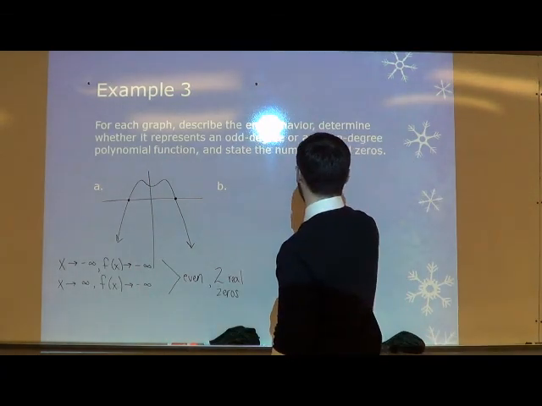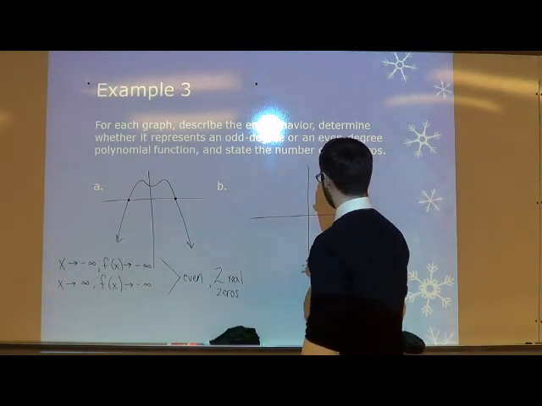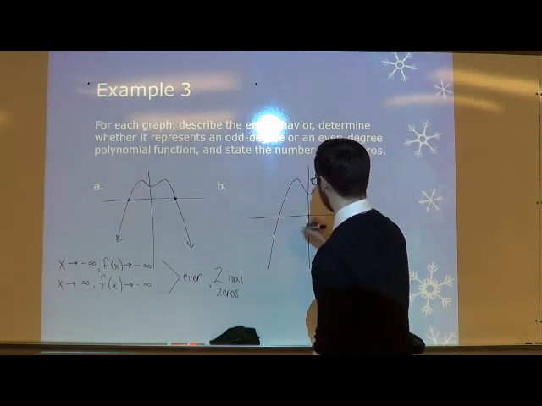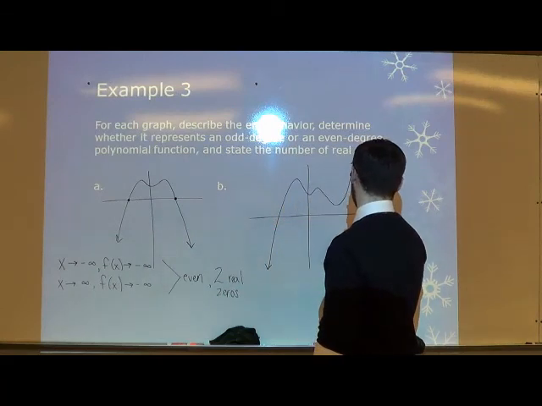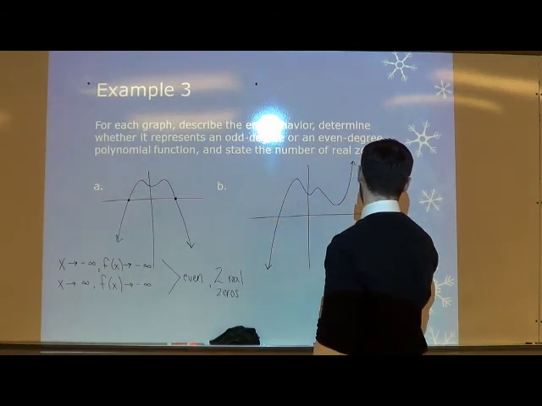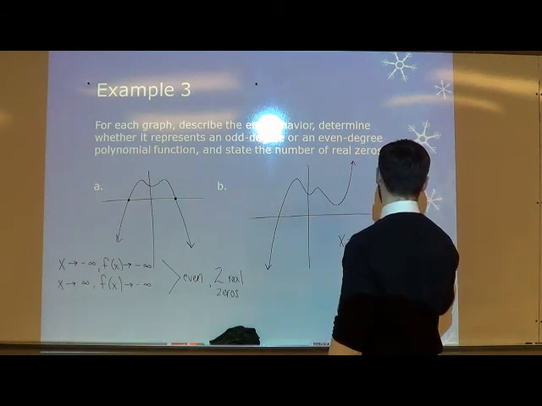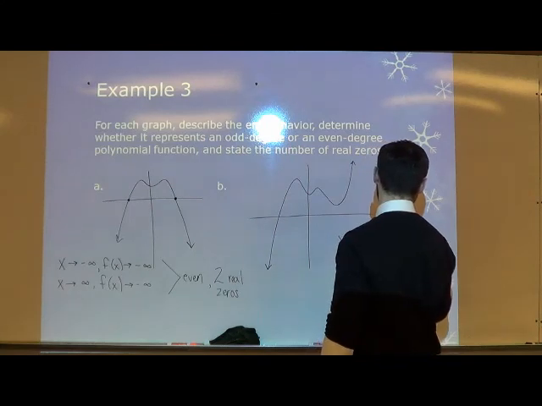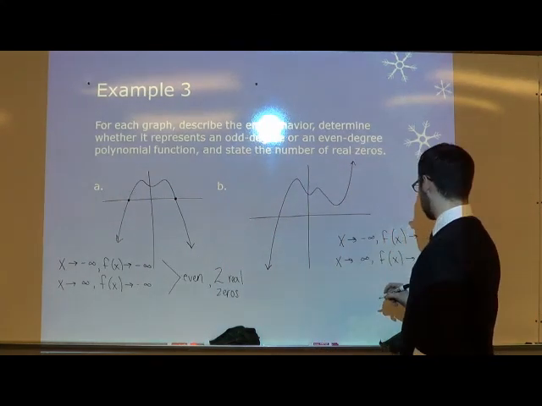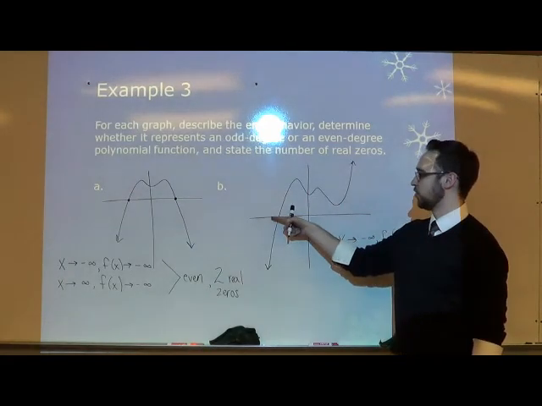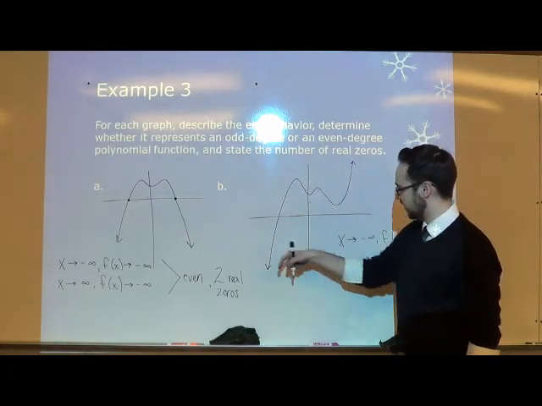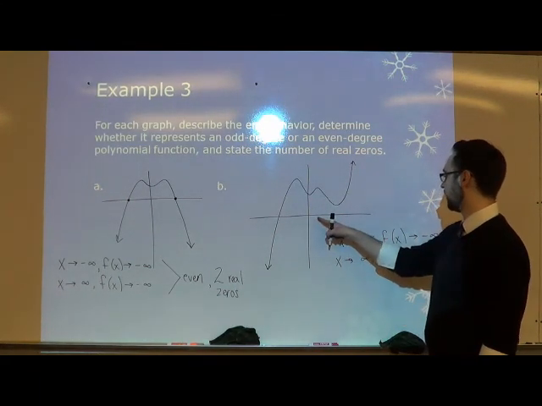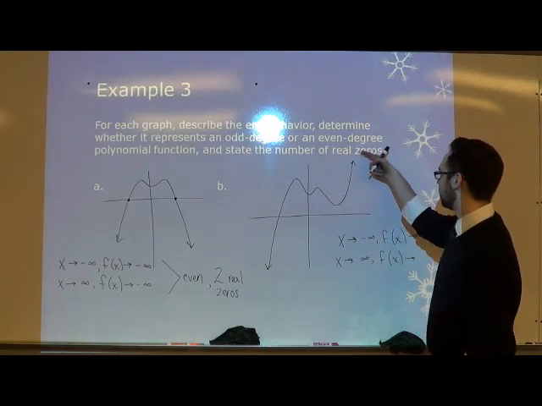So let's look at a different function here. So when I draw this, so as x approaches negative infinity, f of x approaches what? As x approaches positive infinity, f of x approaches what? So as x approaches negative infinity, as you're going out this direction, what is the function doing? It's approaching negative infinity. As x approaches positive infinity, what's f of x doing?